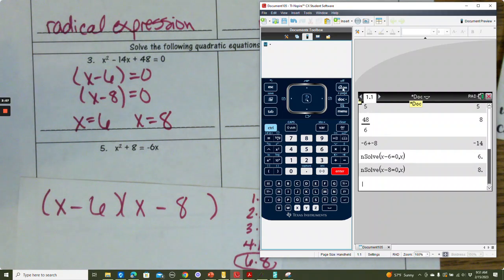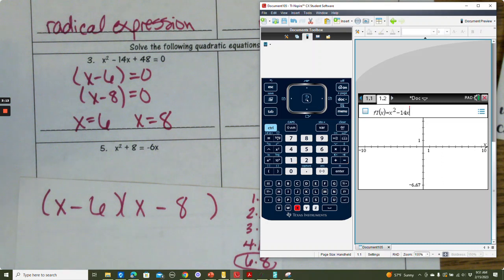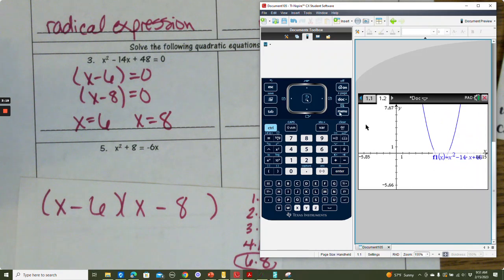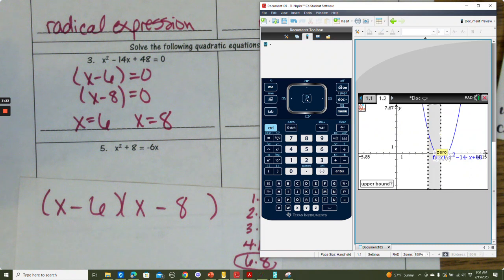Okay. Remember that you can also graph these. Plus 48. And you can look and see where it crosses. So if you do menu 6, 1, you can capture those. And remember, it's where this graph crosses the x-axis. Those are your solutions. Okay?